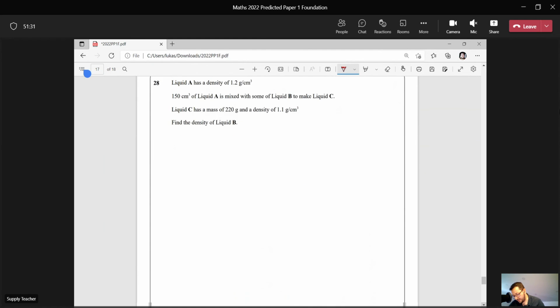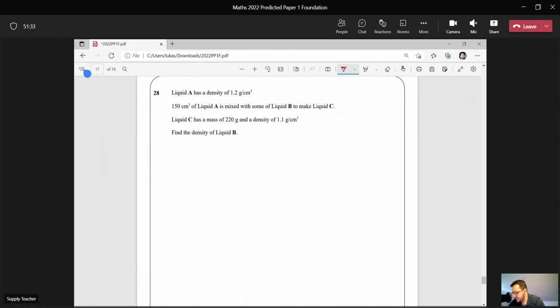Right, we're not far off the end now, are we? Right, so 28. Liquid A has a density of 1.2 grams per centimetre cubed. 150 centimetre cubed of liquid A is mixed with some of liquid B to make liquid C. Liquid C has a mass of 220 grams and a density of 1.1 grams per centimetre cubed. All right then, so it says find the density of liquid B.